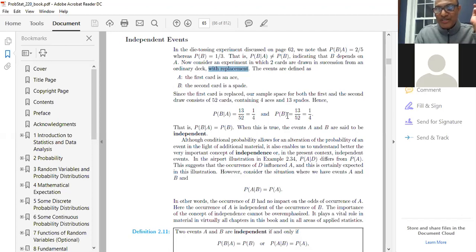So again you have a deck of 52. Look at over here, 52 is over here, and the second card is a spade. We have 13 spades, so 13 divided by 52, that is equal to 1/4. So what is probability of B given A?